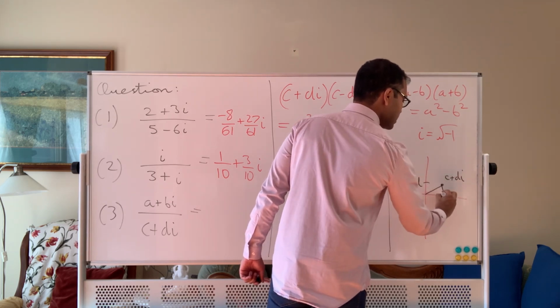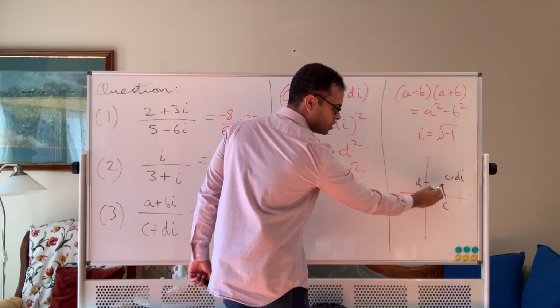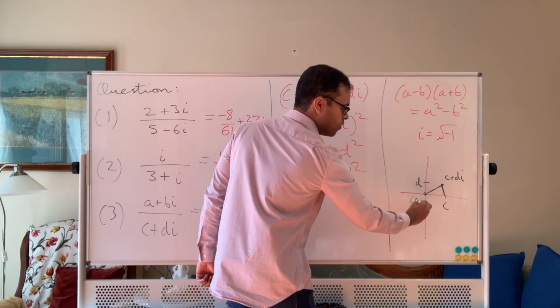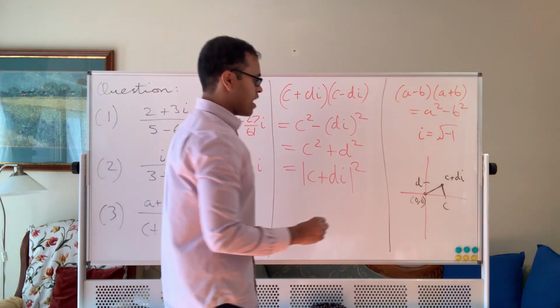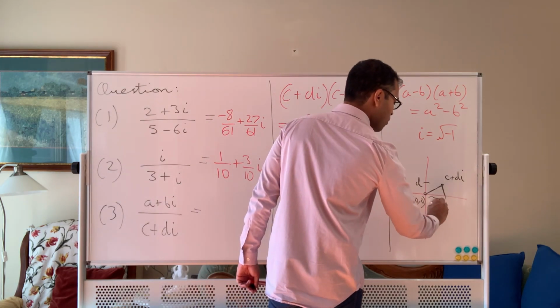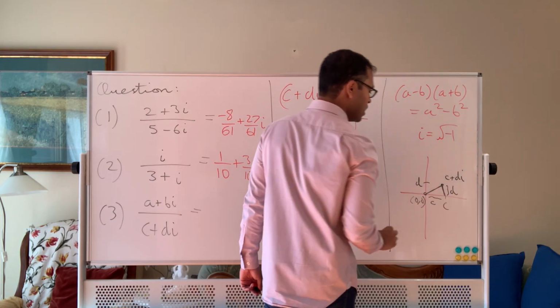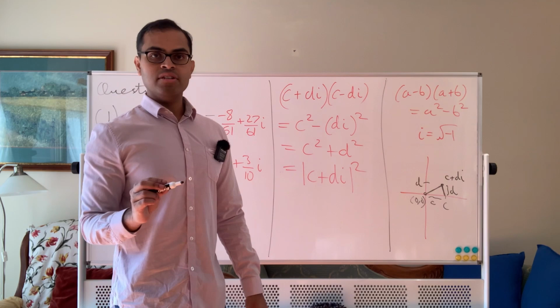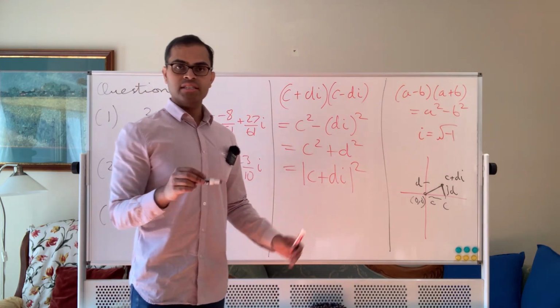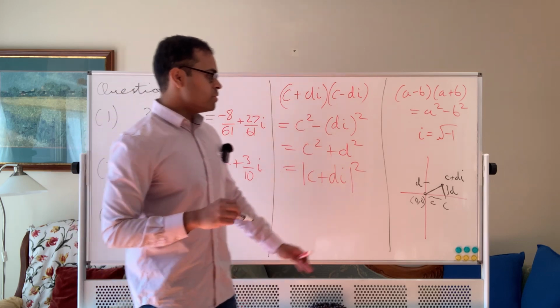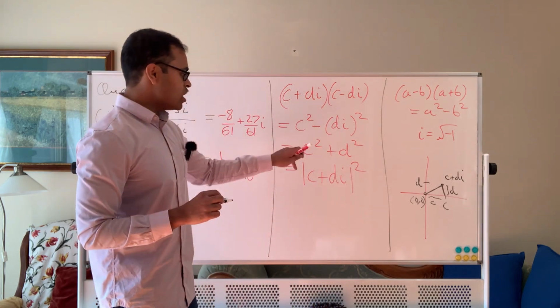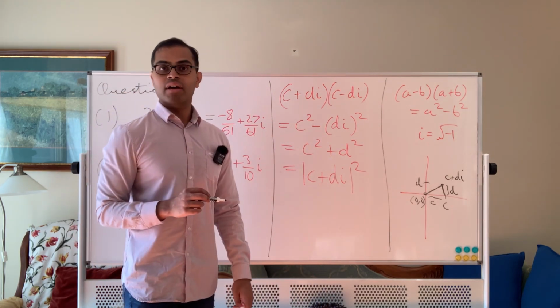The Pythagorean theorem tells us its distance to the origin, which is 0, 0, is just going to be equal to the square root of c squared plus d squared, because here you have a right triangle where the base is c and the height is d. So the distance from that number to 0, which is called the modulus, also denoted by the same sign as the absolute value, is the square root of c squared plus d squared. So if you square that, you're going to get c squared plus d squared.